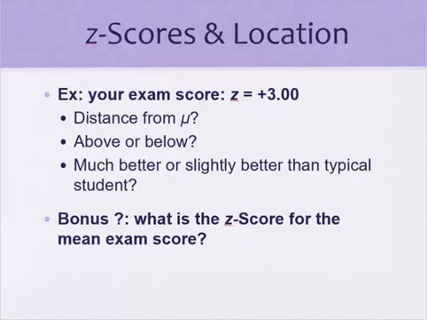And it's sort of a bonus question here. Let's say we figured out the z-score for the mean exam score. What would that z-score be? Well, it should be 0, right? Remember, z-scores tell you how many standard deviations away from the mean a raw score is. Well, the mean itself should be 0 standard deviations away, right? So a z-score of 0 is the equivalent of whatever the mean is of the raw score from the original distribution that it came from.